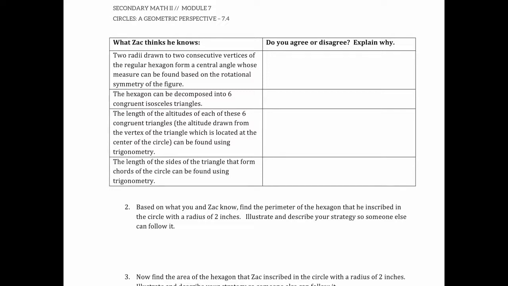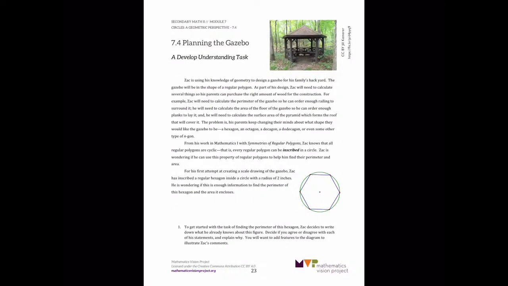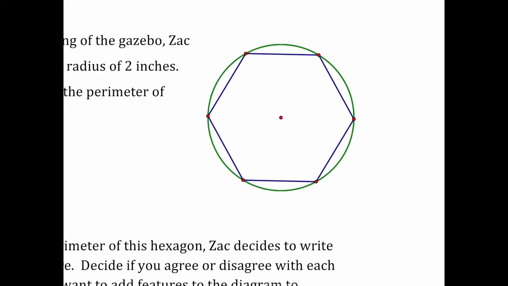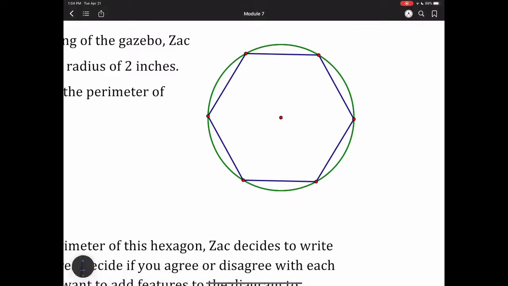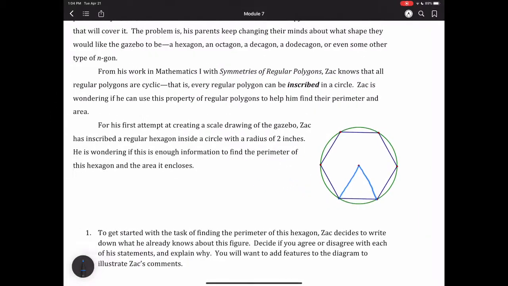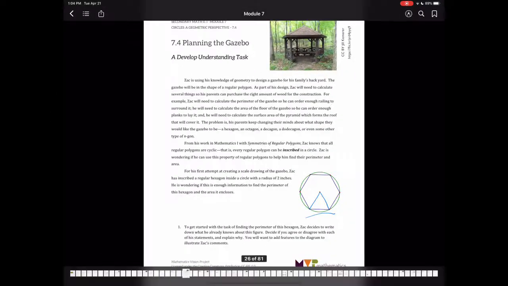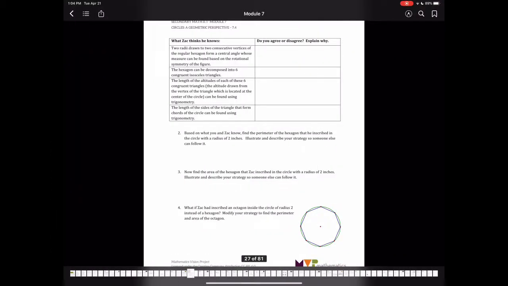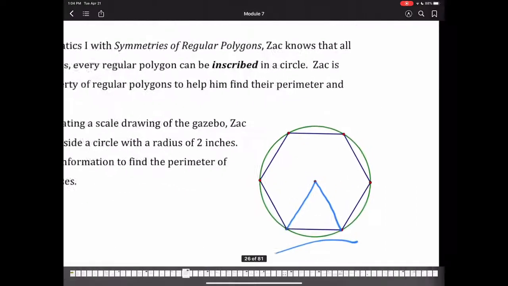So, let's go ahead and try this out. First thing I want to do is add some things to this diagram. For example, I want to add those radii he was talking about. In the first statement, 2 radii are drawn to the edges of a circle, or the vertices of this hexagon. So, now that we have that, let's look at this next page. It says 2 radii drawn into 2 consecutive vertices, that central angle can be found based on rotational symmetry of the figure.